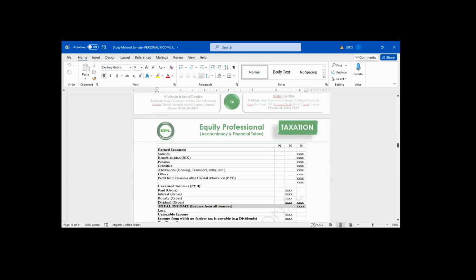Employment income means those income that you derive from employment. What are the examples of employment income? Basic salary, housing allowance, transport allowance, leave allowance, benefit in kind, pensions, gratuity. All this employment income, like I said earlier, they are assessed to tax on actual year basis. Employment income are assessed to tax on what? Actual year basis.